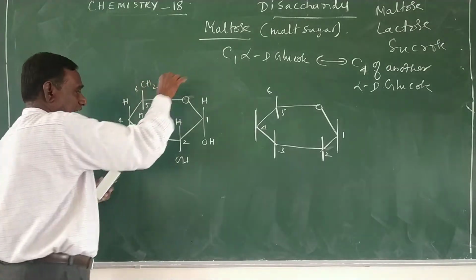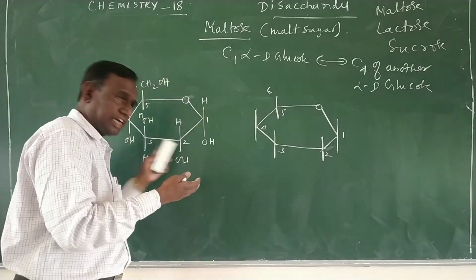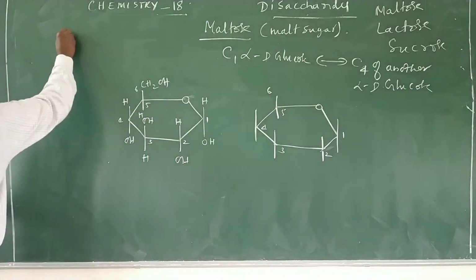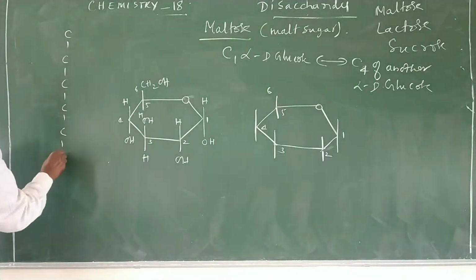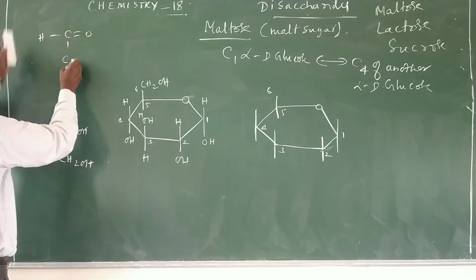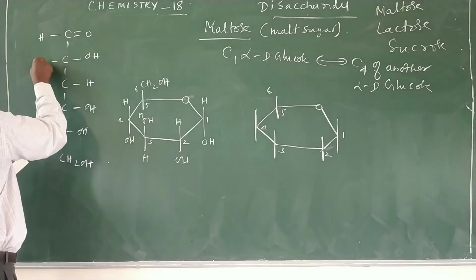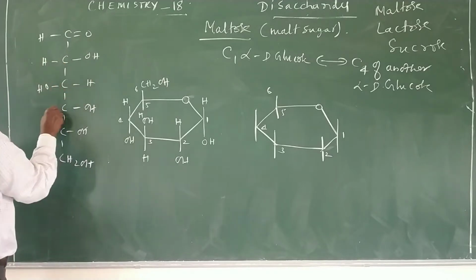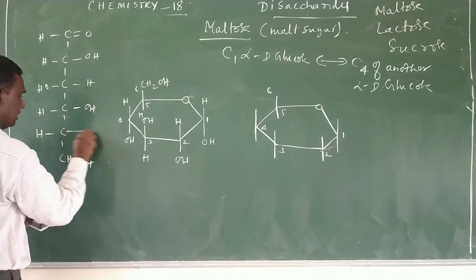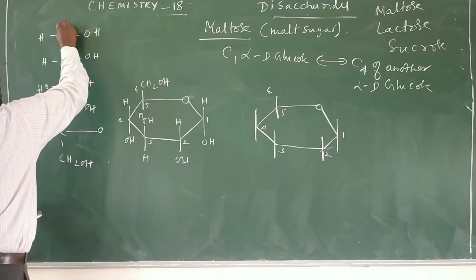You see, if you write that structure many times, we can easily write this structure. Let me write how actually it will be. Carbon 1, 2, 3, 4, 5, 6, CH2OH. Here this is OH, this is H, this is OH, this is H, this is OH, this is H, and this is also H. Now our ring structure is this: O and H, and the link is like this.